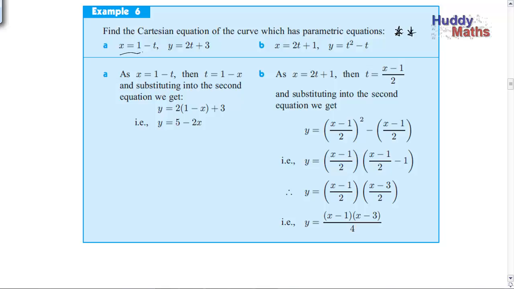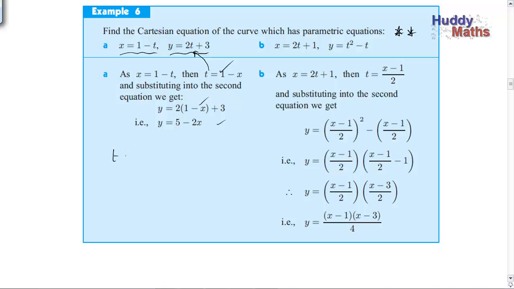So here we have the first pair. You will isolate t, they've done it differently. So here we've isolated t from here, t is 1 take x, and substituted it in place of t there. There it is there. Or you could get two expressions in t. Let's do it that way.